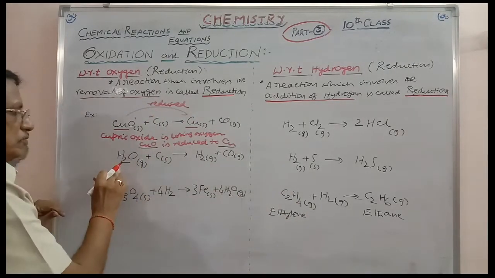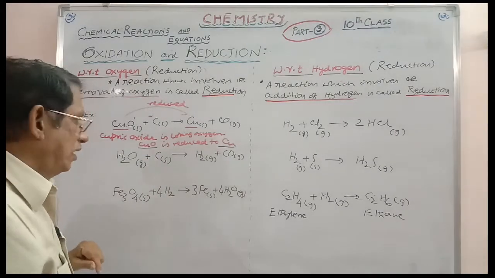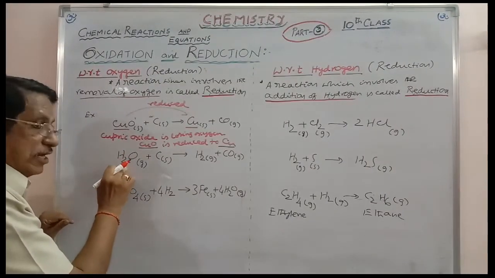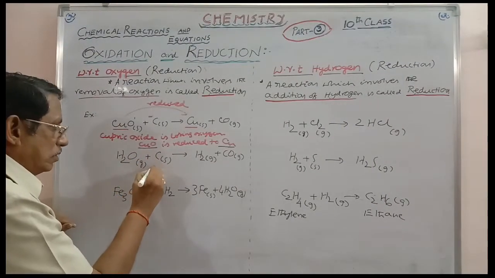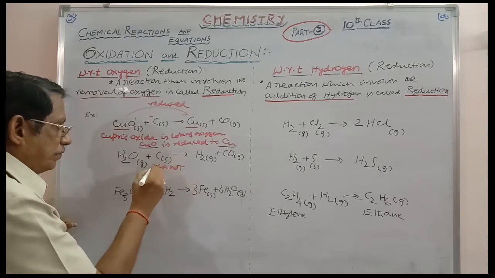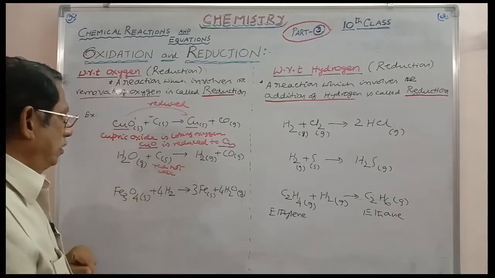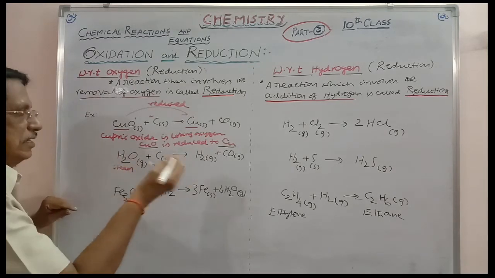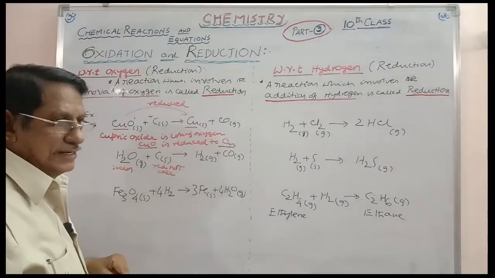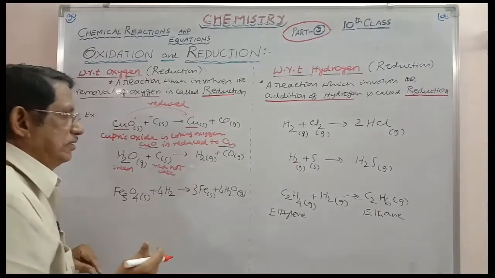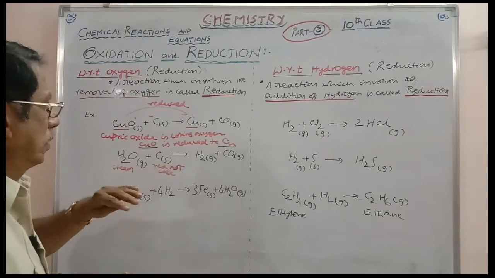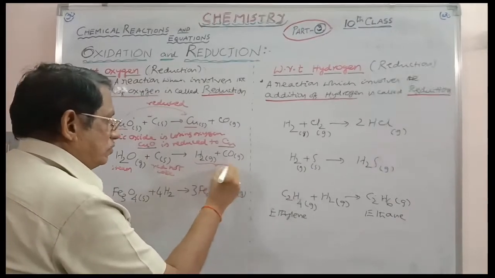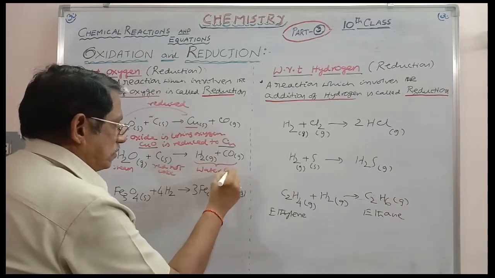Similarly here H2O is treated with coal. Once again oxygen is taken away by carbon, converted into CO. And here you have to take steam. When steam is passed over red hot coke, what happens? H2 plus CO is obtained. So this is what you call water gas. Water gas is a mixture of CO and H2. It is a fuel.